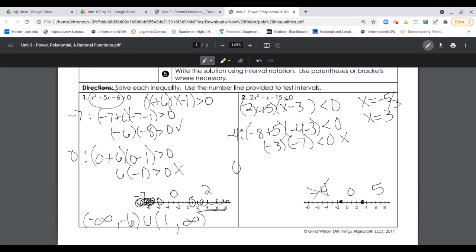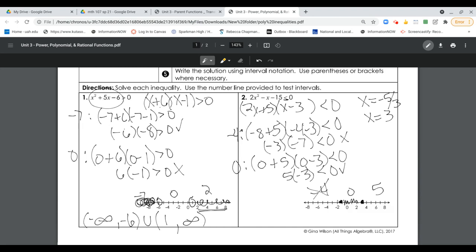I'm going to test 0 next. 2 times 0 is 0 plus 5, and then I get 0 minus 3, and that should be less than 0. A positive 5 times a negative 3 will indeed be less than 0, so that means I can shade everything between my negative 5/3 and my 3.